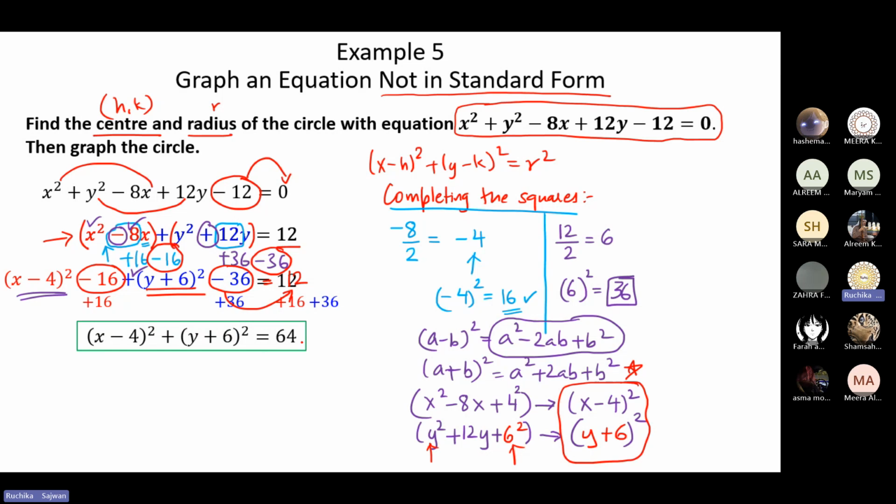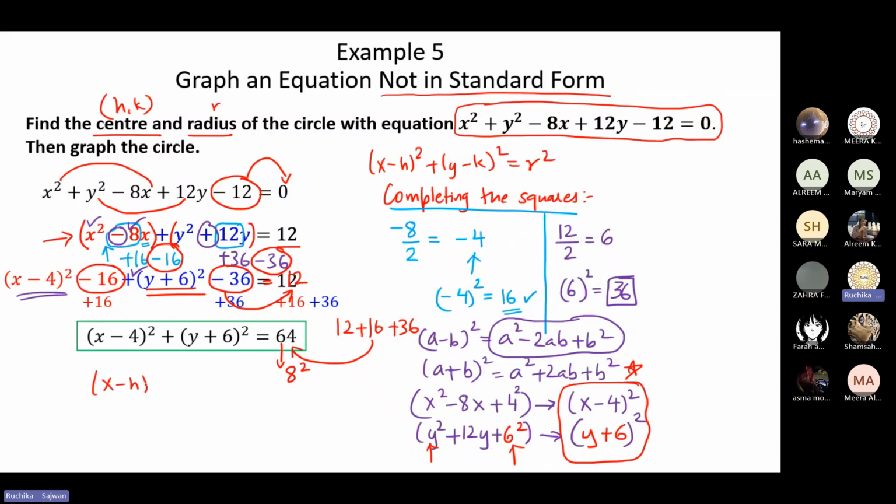Now, if you wonder how I get this 64, can you do this calculation for me on your calculator: 12 plus 16 plus 36. Is it this? Check. We added all of these. And 64 is the square of which number? Can you tell me? 8. Very good. So can I replace 64 with 8 square? Any girl tell me why I replace? Because of the radius. Radius is square. Very good.